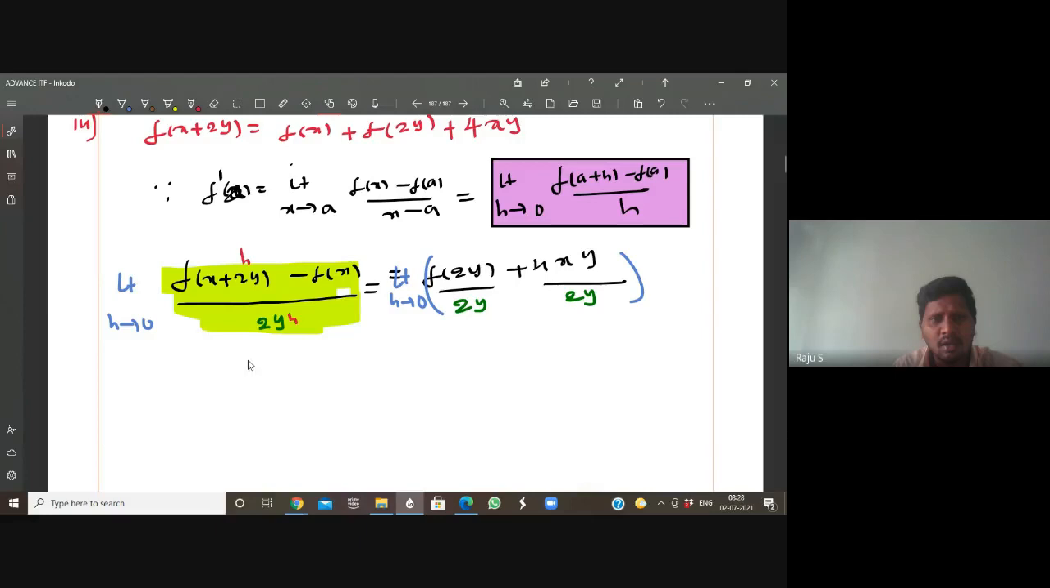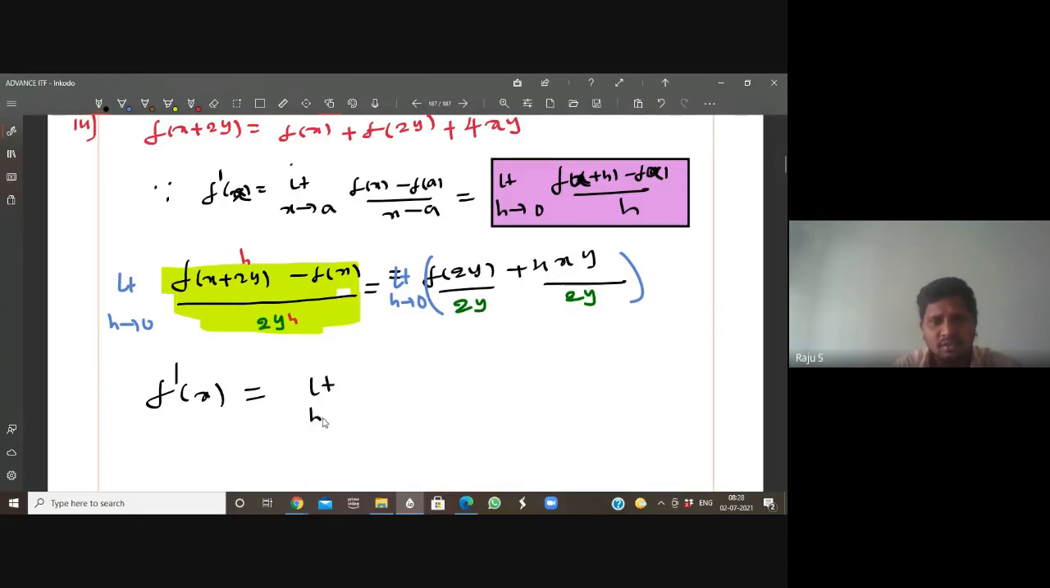Now shall I write this value as f dash of a? So this can be written as f dash of a or f dash of x, whatever it is. If you take x plus h minus f of x here, we can write it like f dash of x. Yes, here x will be there, f dash of x. In place of h alone, 2y is there. Okay, f dash of x is clearly equal to the right side.